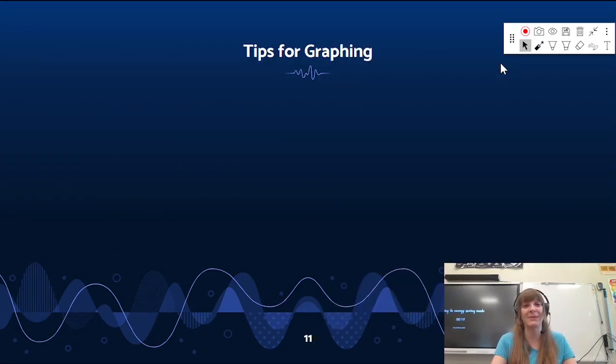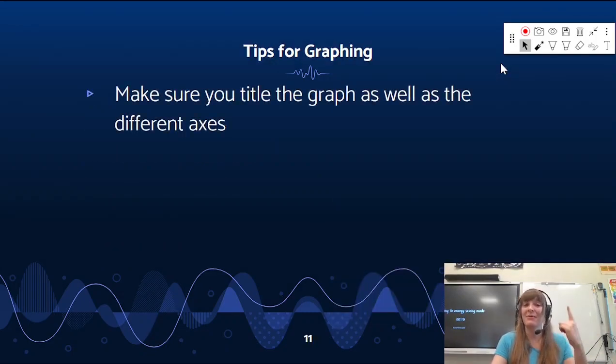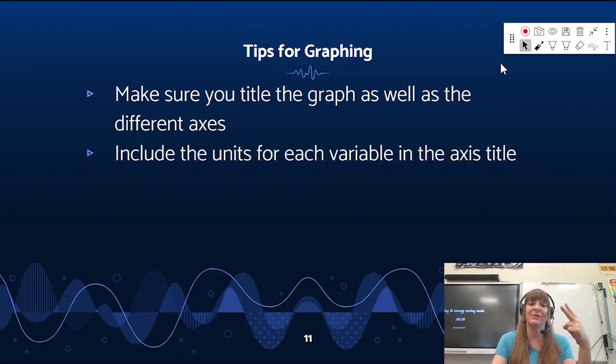Finally, let's talk about tips for graphing. Number 1, make sure you title the graph as well as the different axes. Number 2, include the units for each variable in the axis title. So for instance, if you are measuring time, please make sure you mention whether it's seconds, minutes, or hours.